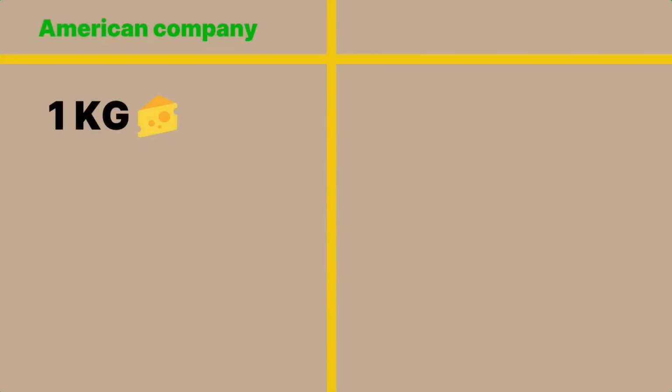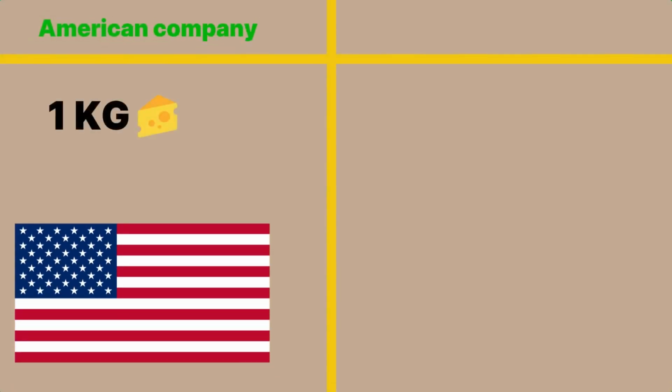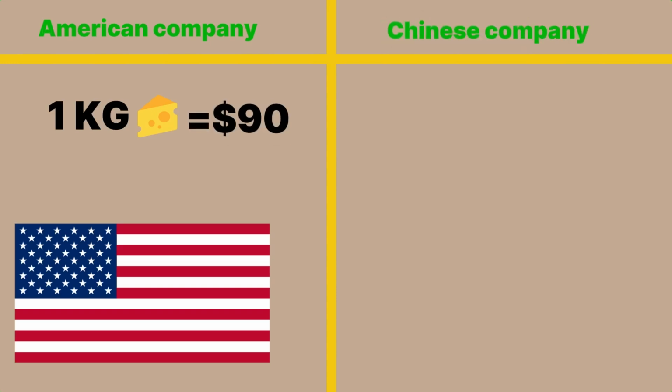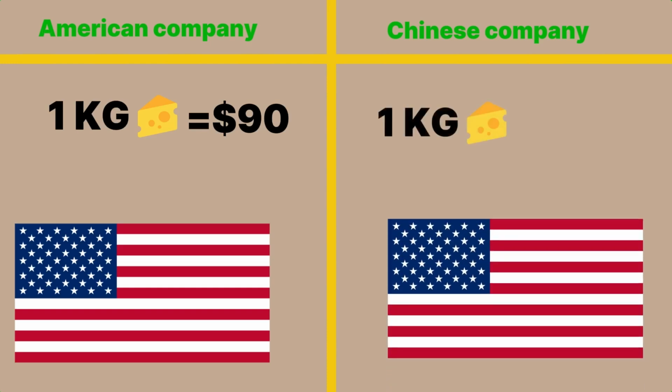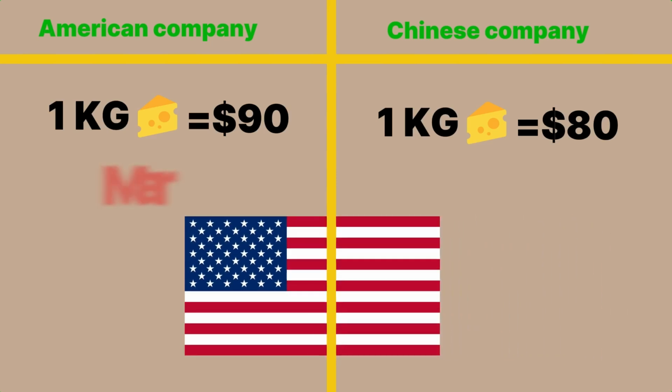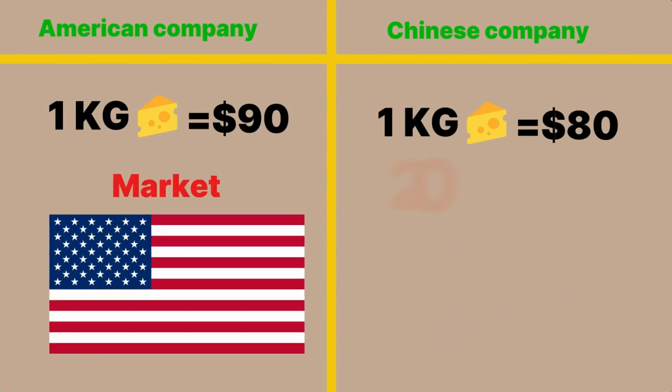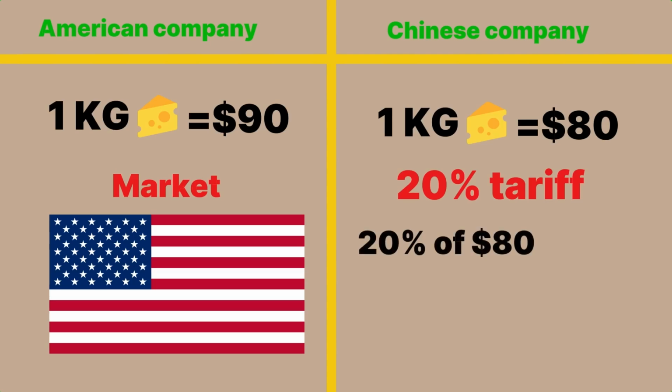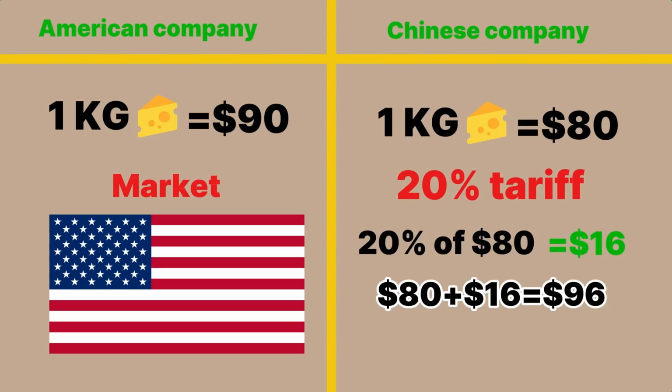Here is how. Let's understand it by the same previous example. Suppose an American company is selling a 1 kg of cheese in the American market at a price of 90 US dollar. But if a Chinese company became ready to sell 1 kg of cheese in the American market at just a price of 80 US dollar, the reason can be cheap labor, cheap raw materials and others. So when it tries to enter into American market, America imposes 20% tariff. So 20% of 80 equals to 16 US dollar. So 80 plus 16 equals to 96 US dollar.